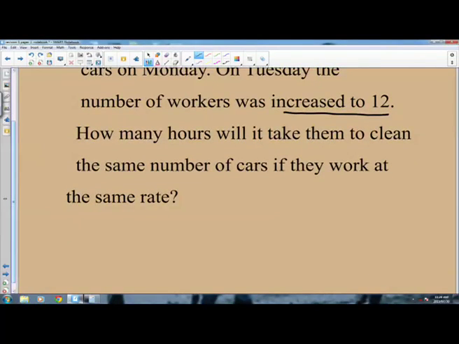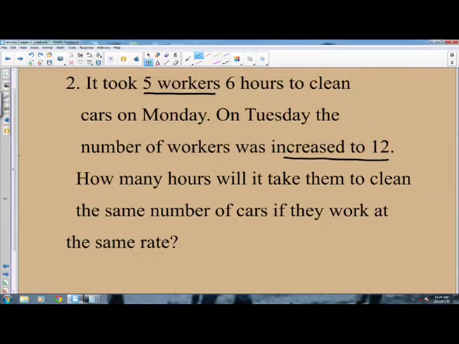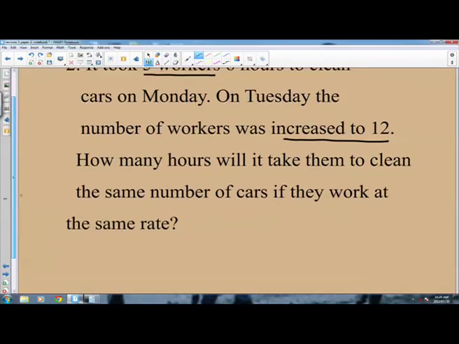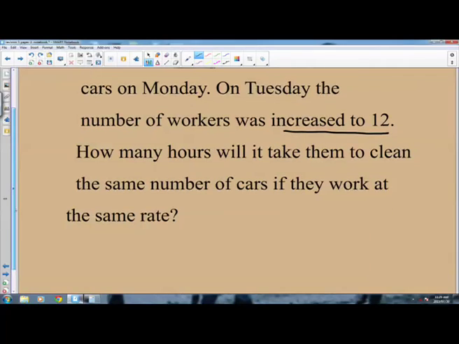Before you can work this question out, you expect the number of hours to decrease because you have increased the manpower here. You have increased workers from 5 to 12. So you expect the number of hours to decrease. This is what you should know before you can start working this. It's an inverse proportion question, this one. So let's see what will happen. 5 workers take 6 hours. What about 12 workers?